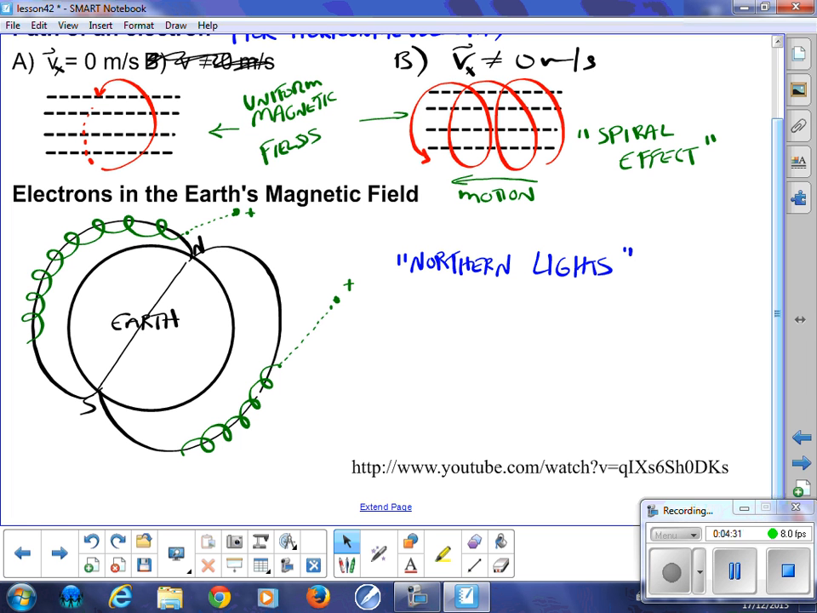All right, so take a minute, pause the video, and run this other video just to see what the northern lights do look like and give you an idea of an application of what you're doing the calculations for here. It's an example of that centripetal magnetic force.